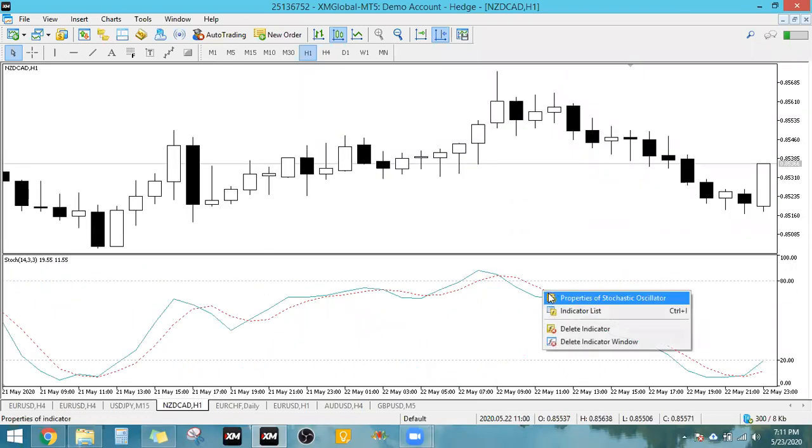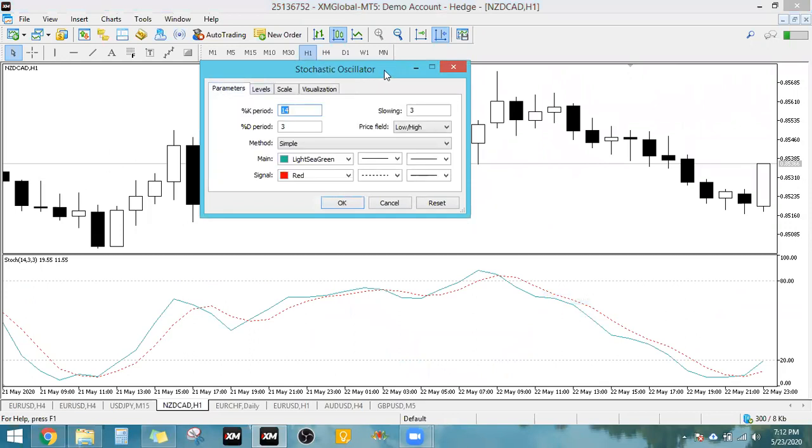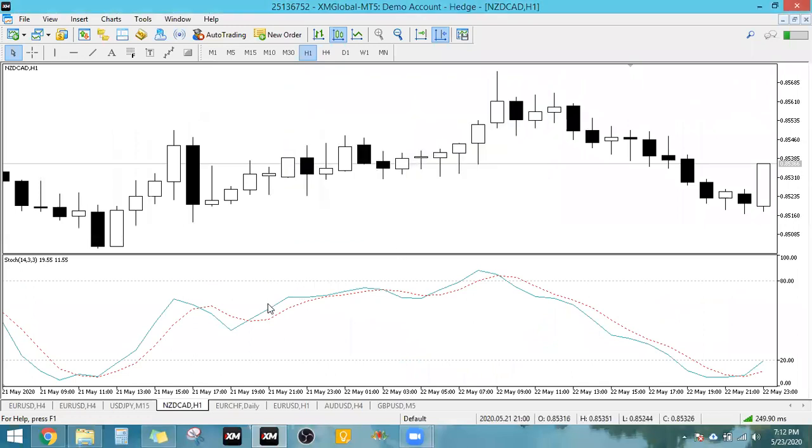So if you go to the settings there, makikita nyo po dito sa parameters, that is your D period. Yan yung K at saka D period. Basically, ang pinapakita niyan is that this is your original value sa stochastic mo, yun yung solid na line. And then yung dotted line na yan, it's a moving average of that solid line.